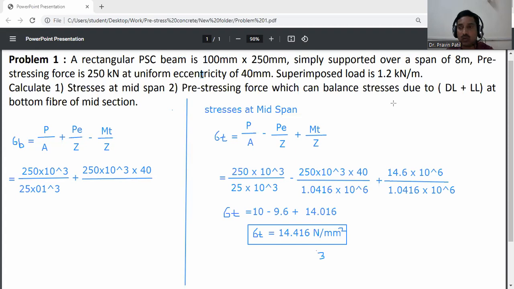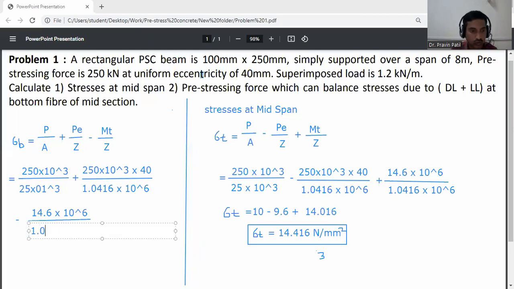Section modulus will be 1.0416 into 10 raised to the power 6. Then minus M T by Z, right? Minus M T, it will be 14.6 into 10 raised to the power 6 divided by the section modulus, again 1.0416 into 10 raised to the power 6.